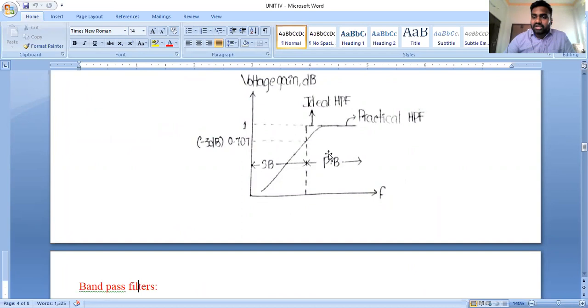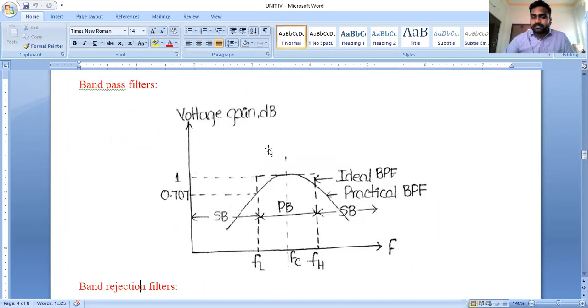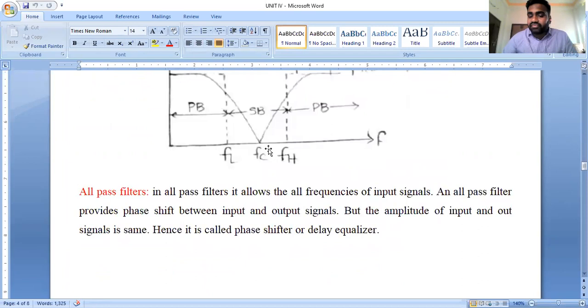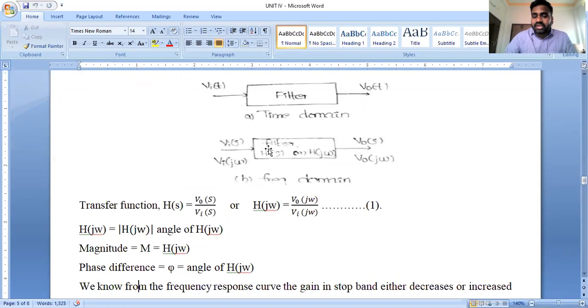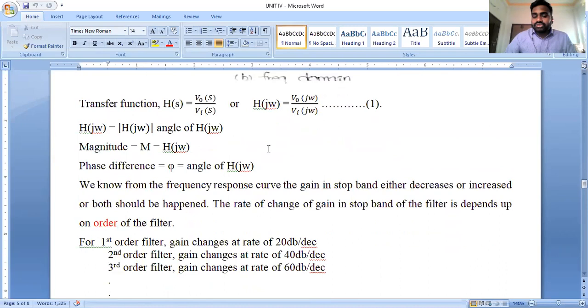And next we discussed the band pass filter and the band rejection filter. And next we analyzed the phase shifter or delay equalizer, which is nothing but the all pass filter. In an all pass filter, the input signal magnitude is the same as the output signal magnitude, and it is called an all pass filter, band equalizer, phase shifter or delay equalizer. Next we analyzed the frequency response and gain margins of the order of the filter. So this is up to our discussion today.